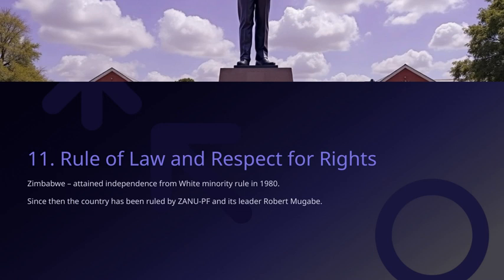As we explore the broader themes of governance and rights throughout this presentation, Zimbabwe's experience highlights how political leadership and adherence to legal principles are vital for stability and development.